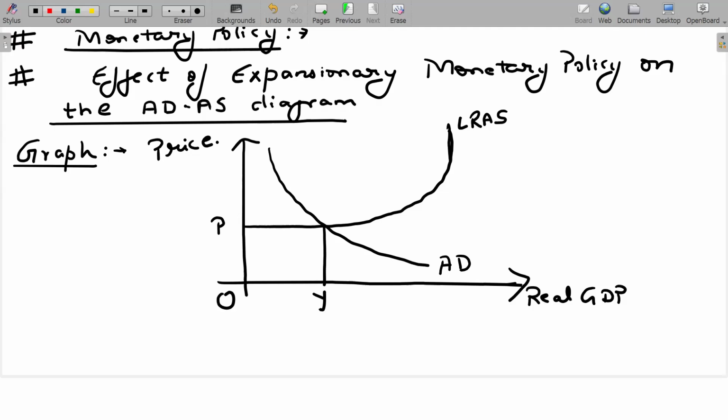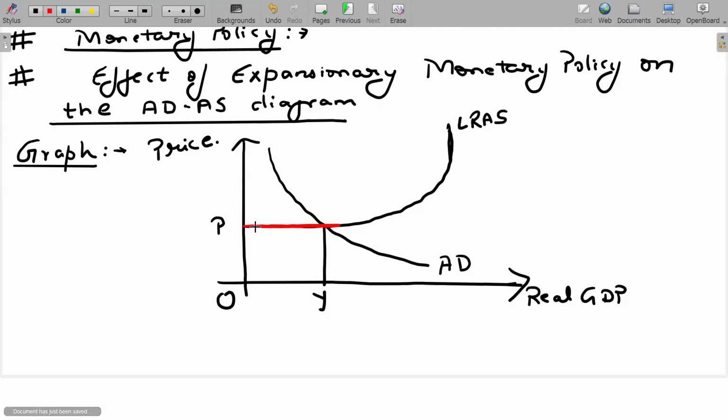Real GDP talks about the output produced in the economy, which is measured at the base year prices, not the current year prices. Now we all know that when you are on the horizontal portion of the long run aggregate supply, there is spare capacity available in the economy. That means your resources are still not fully utilized. Spare capacity is there in the economy. You still have resources to meet demand.